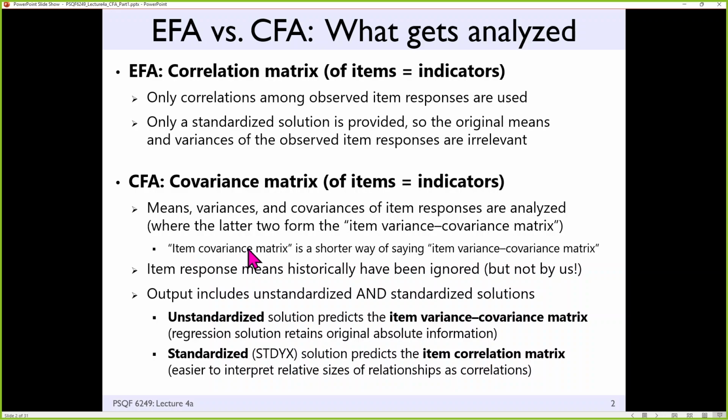And you will hear me say covariance matrix. That really more properly is variance covariance matrix, where the variances are on the diagonal and the off diagonal are the covariances. And the output that we will get has two different kinds of solutions in CFA. One talks about how the model recreates the covariance matrix. That's unstandardized or sort of the default. And then a standardized solution refers to how the model parameters recreate the correlation matrix instead. It's the same result, just on two different scales. It can be easier for some purposes to look at one versus the other.